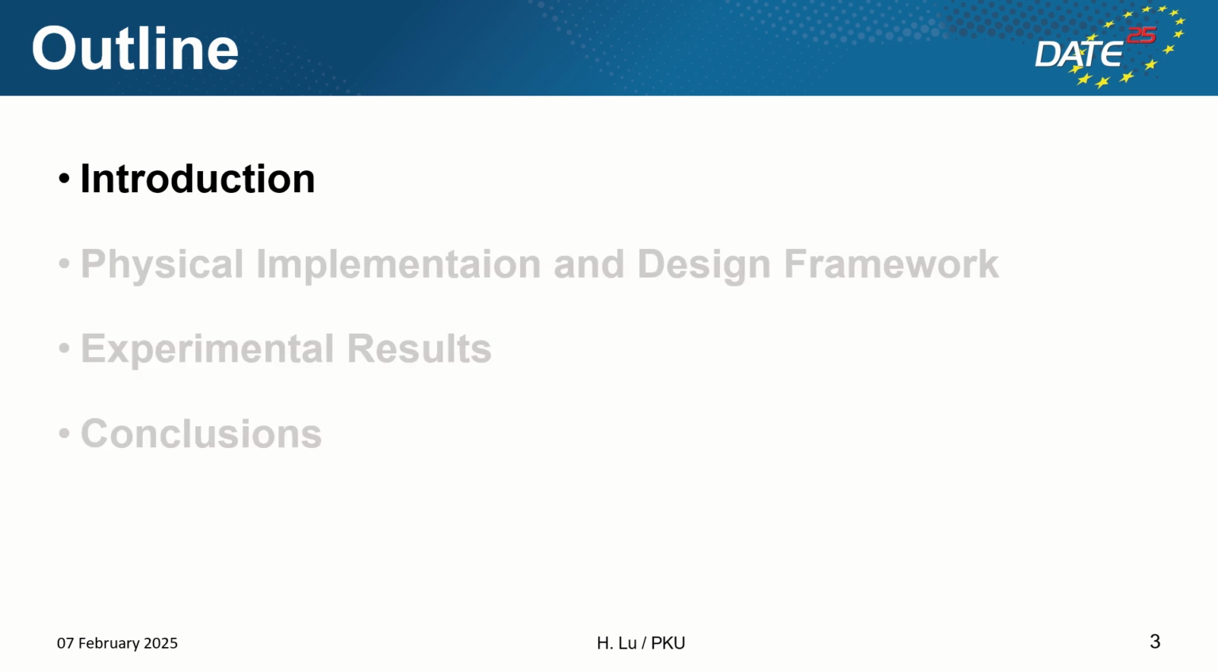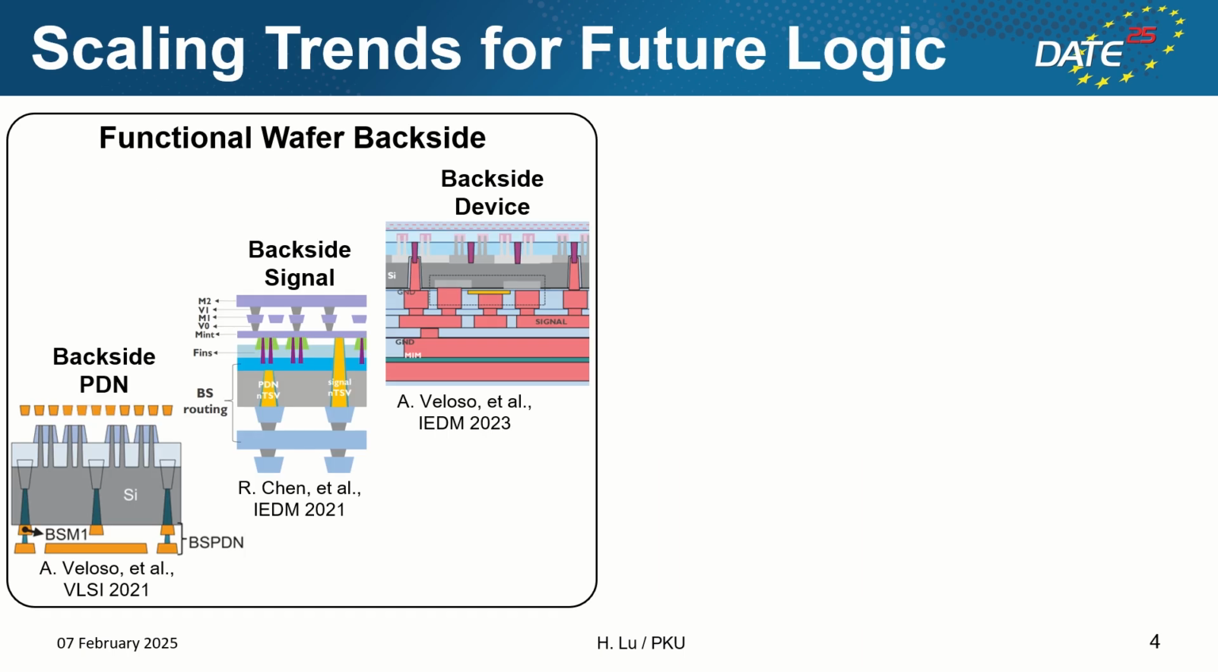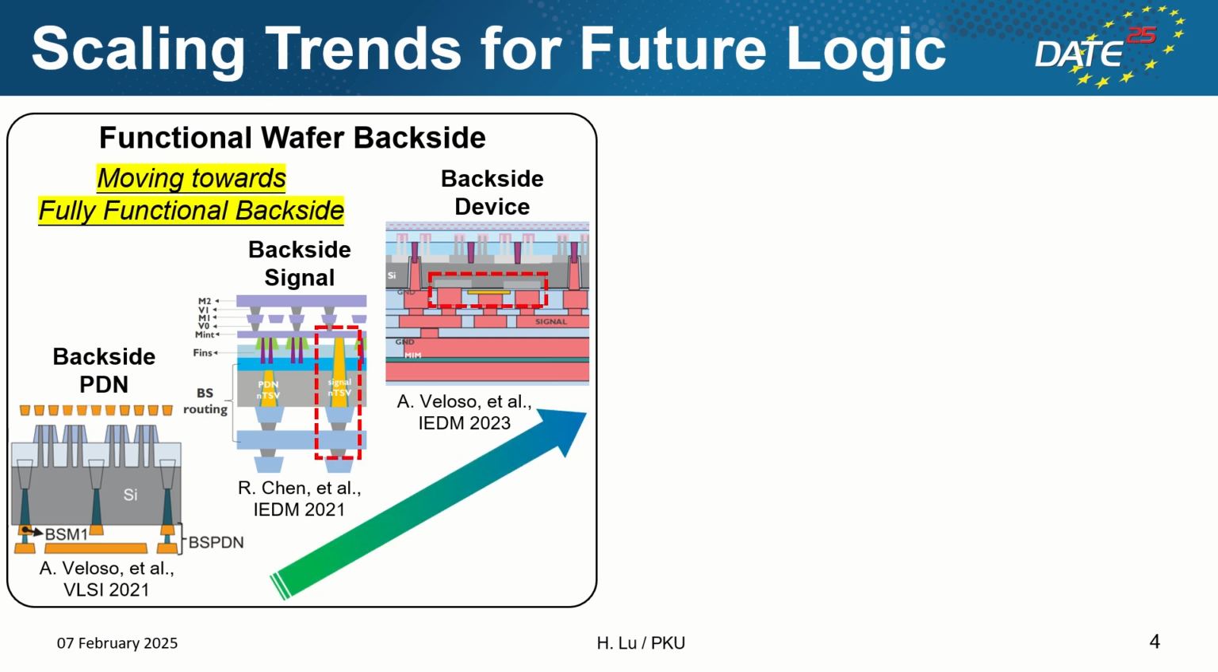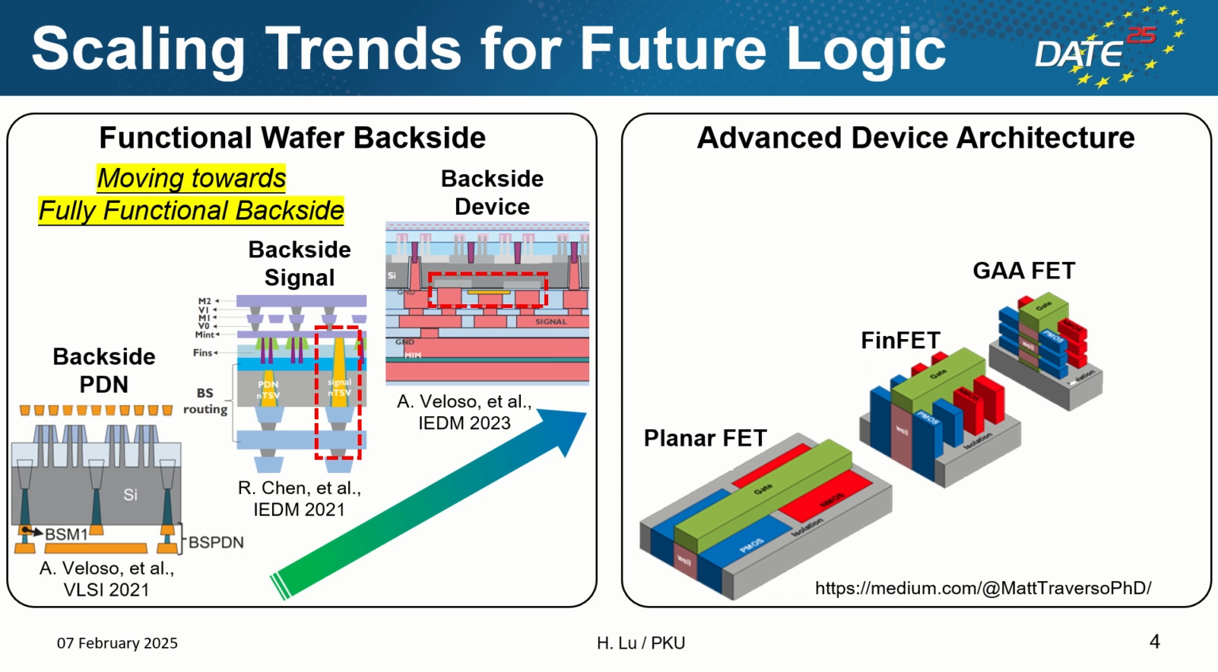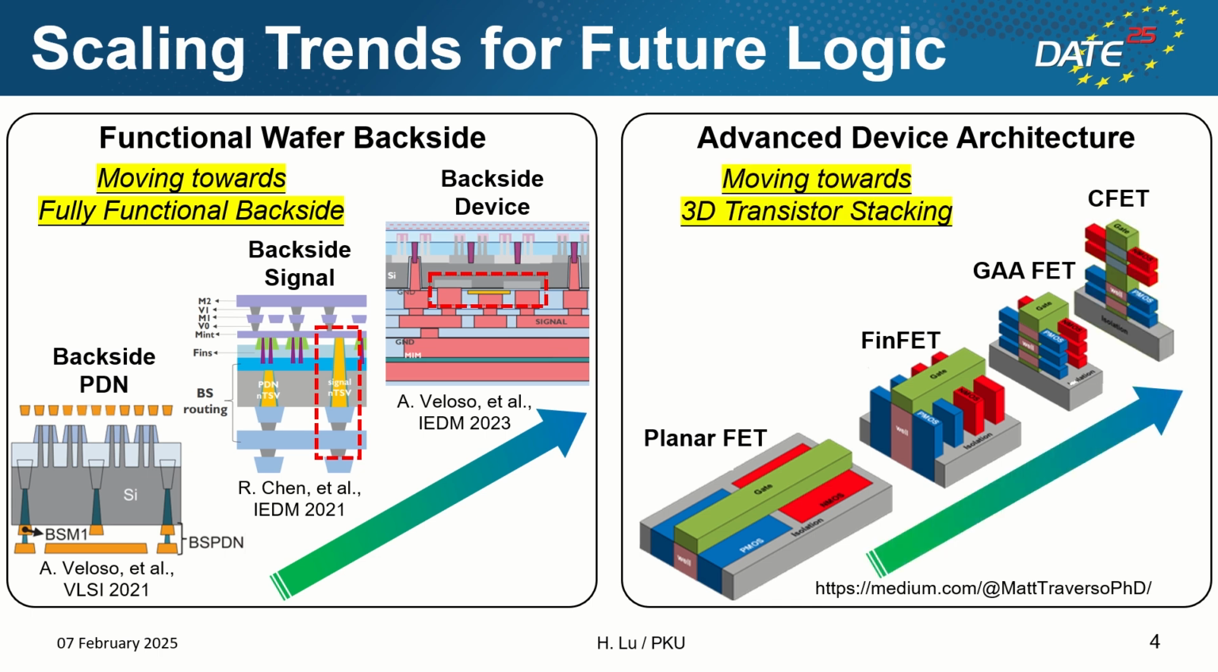In this part, I will show you the key features of the FlipFET technology. The advanced logic technology follows two scaling trends. One of them is the functional wafer backside. It started with the backside PDN, with backside signal and backside device on the roadmap. Now moving towards fully functional backside. The other one is the advanced device architecture, moving towards 3D transistor stacking, such as the complementary FET, CFET.